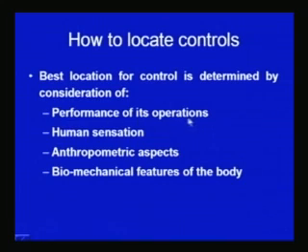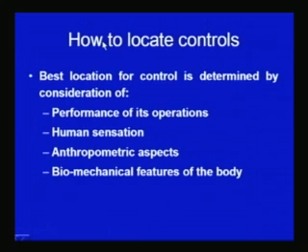And when the control devices are to be located, some points are kept in mind: the performance of the operation which is being controlled, the kind of human sensation required for controlling the things, the anthropometric aspects required in locating the things properly, and the biomechanical features of the body, meaning the kind of movements and the forces required for operating the control devices. So, consideration of these 4 factors will help in locating the control devices in an optimum manner.